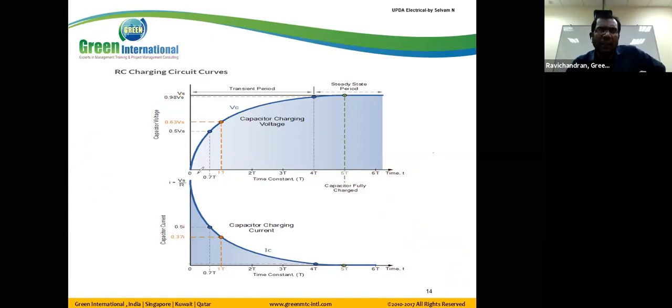Similarly, at t equal to 0, the current is maximum, and at steady state, at t equal to infinity, the current is equal to 0. That we discuss in the next slides. Easy to remember this one.